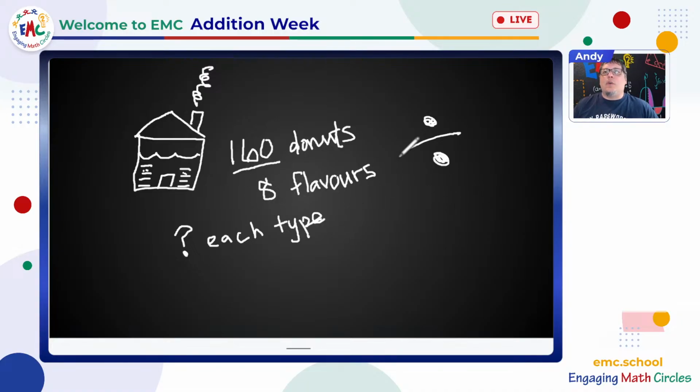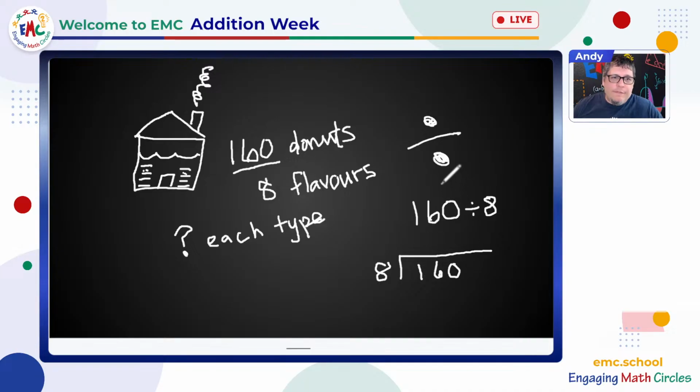Okay, so there's a couple ways we can do it. We can do 160 and just divide it by 8 if you know how to do that. You might need to use long division if you know how to do that. But what if you don't know how to do that? How do I split up something into 8 piles?